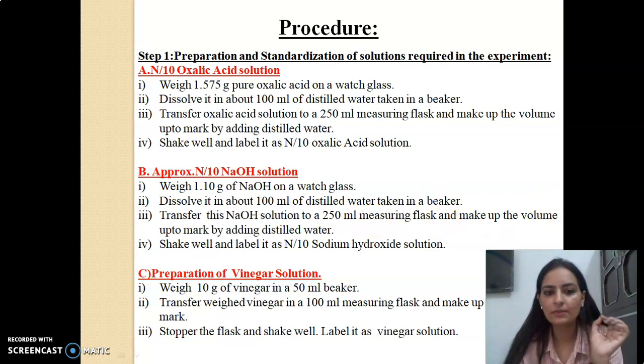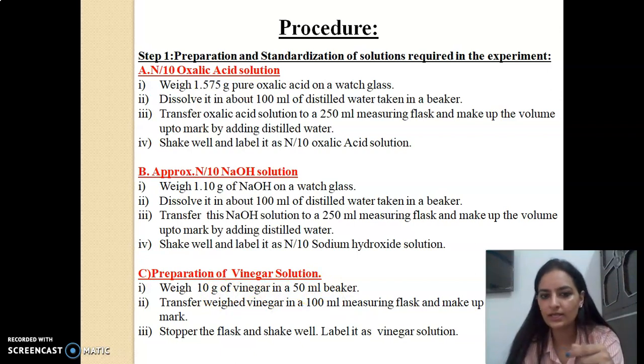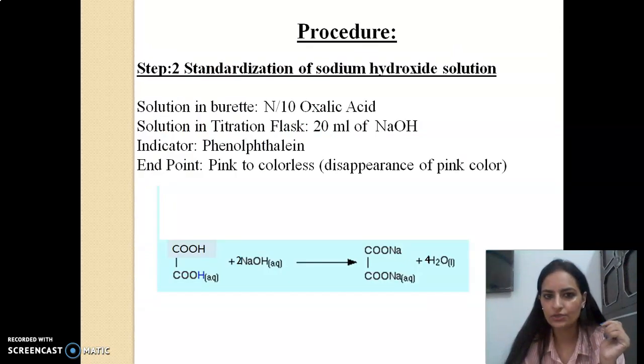After this, you need to prepare the vinegar solution. For this, you need to weigh 10 gram of vinegar in a 50 ml beaker. Then transfer this weighed vinegar to a 100 ml measuring flask. Make the volume up to the mark. Stopper the flask, shake it well and label it as vinegar solution.